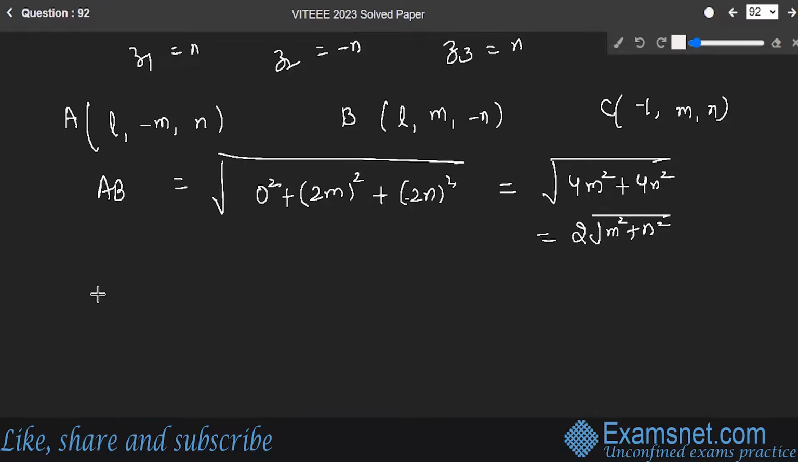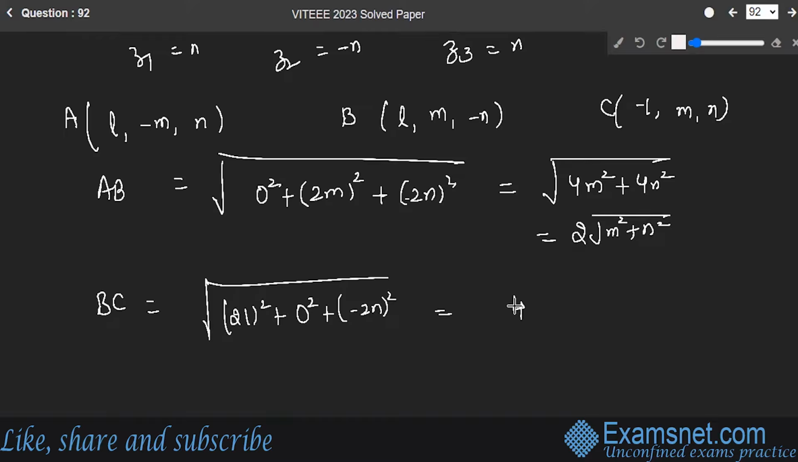Okay, now let's find out BC. BC will be given by root of (L minus of minus L), which is equal to (2L) square, plus (M minus M), this is 0 square, plus (minus N minus N), this is (minus 2N) square. Again, the same thing. It will be root of 4L square plus 4N square, or this is 2 root of L square plus N square.